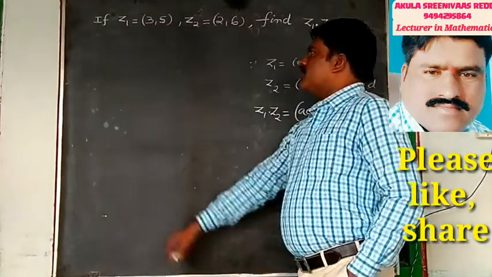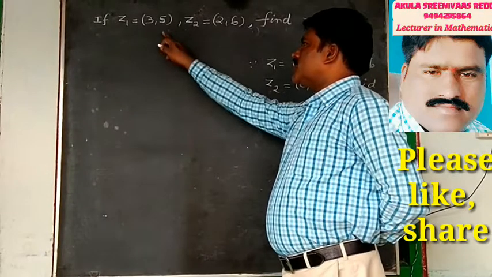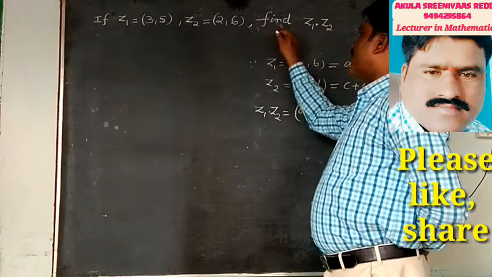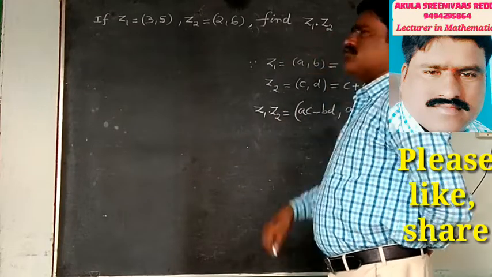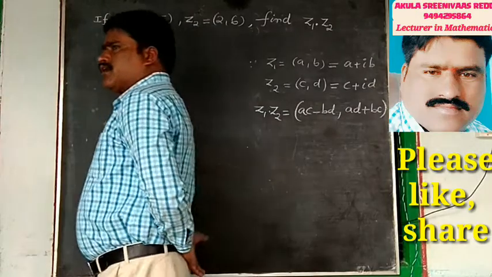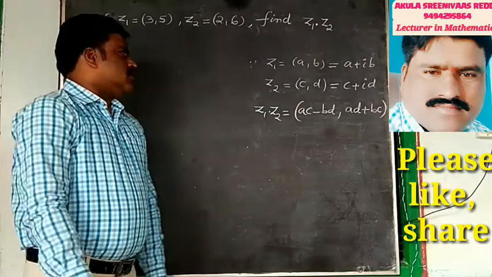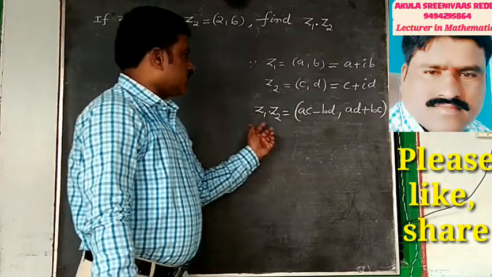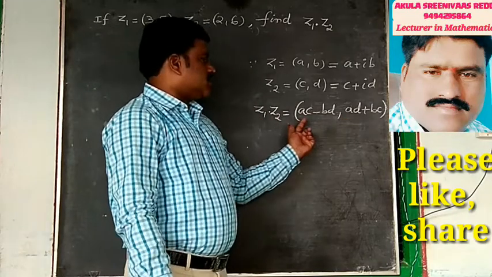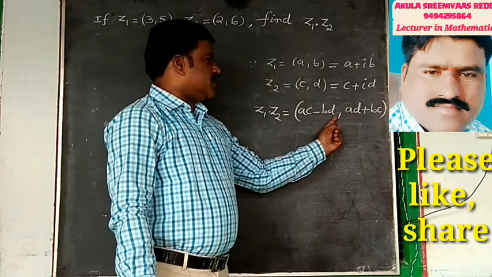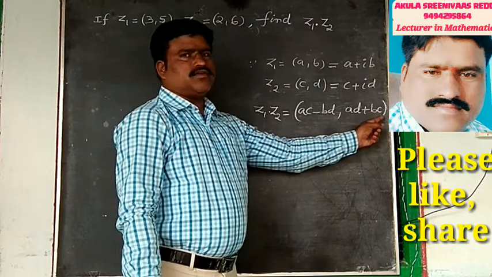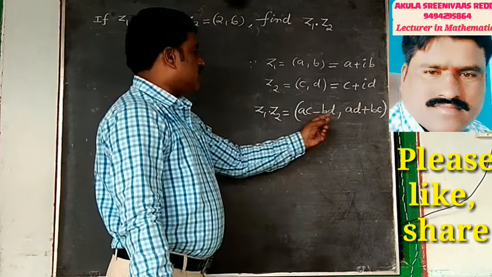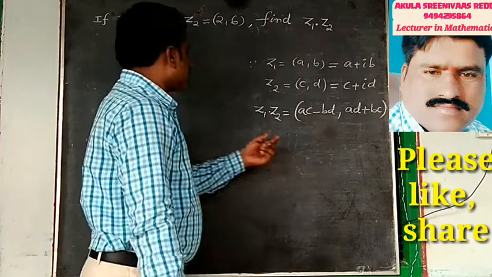Next problem. If Z1 is equal to 3 comma 5, Z2 is equal to 2 comma 6, find Z1 into Z2. So here Z1, Z2 are given. Now we find Z1 into Z2. Already we discussed this formula. Z1 into Z2 is equal to AC minus BD comma AD plus BC. So we substitute A, B, C, D values in this expression.